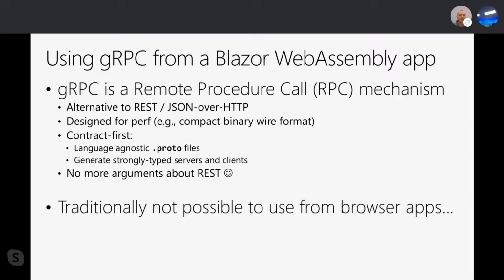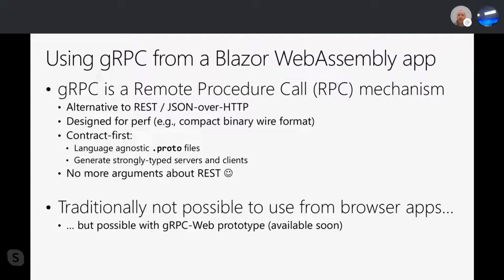Now, traditionally, it's not been possible to use gRPC from browser-based applications because it relies on HTTP 2, and JavaScript doesn't expose any APIs for HTTP 2 features. But that is changing because gRPC Web is an extension to gRPC that makes it possible to run it on normal HTTP 1.1 connections, so you can do it from browsers.